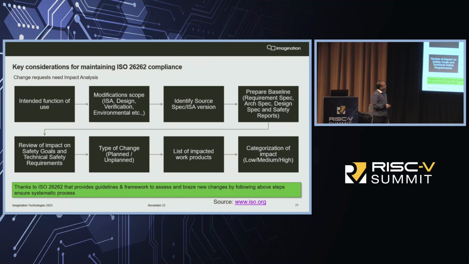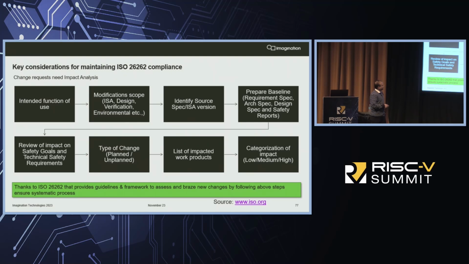And identify the source of the spec, the ISA. This needs to be identified and documented: what is our baseline, and you have to properly prepare the baseline before you take up the changes. And review the impact on the safety goals. We need to understand how much impact it will have on our safety goals or the technical safety requirements. This needs to be well documented and audited.